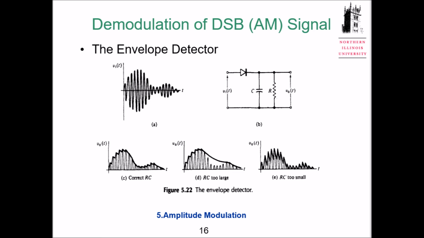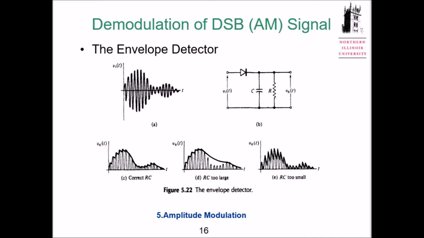So let's look at what we can do here. I know the envelope carries my information. So if I can extract the envelope, I know the information. This diode will remove all the negative frequency. Then we have a capacitor. When my input signal goes up, this capacitor is charging, so my output voltage also goes up.